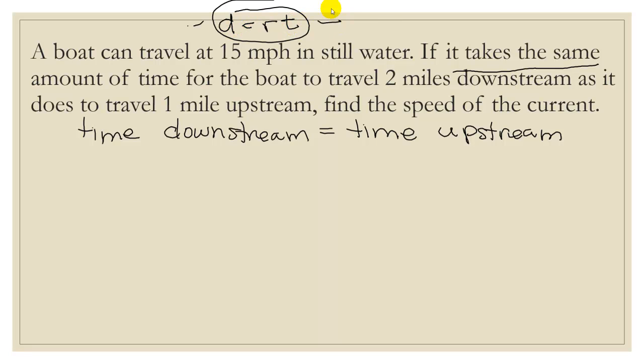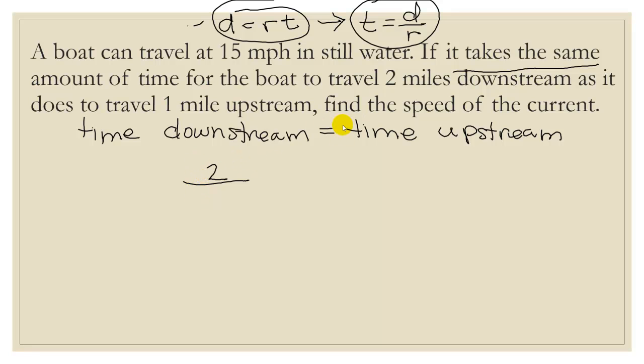We can actually rewrite this formula, and that will help us for this problem because really we want to solve for time because these two times are equal to each other. So we know time, if you divide both sides by r, is just going to be the distance you travel divided by your rate of speed. So we're going to use this formula for this problem. Time downstream. Okay, well, that's just going to be the distance you traveled downstream, which we supposedly traveled 2 miles downstream, divided by the rate of speed.